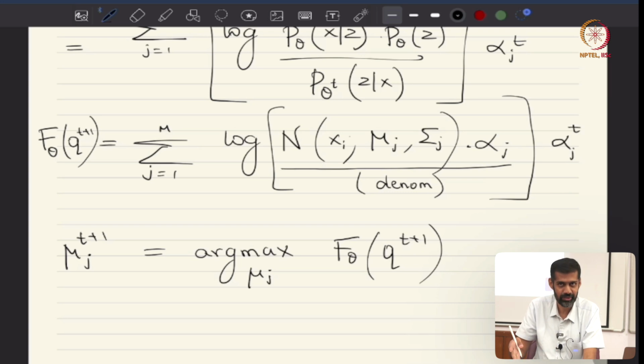So we are maximizing the likelihood. So will you do this? It will come out very nicely. When you differentiate this and put it to 0, the mu j t plus 1 term will simply come out to be a function of mu jt, sigma jt, alpha jt. Not only one j, it will come as a function of all of them, because the denominator has a sum over all of them, you see. And it will also be a function of x, of course, because it is the data that we are looking at. So this completes the EM algorithm for finding the parameters of a GMM.